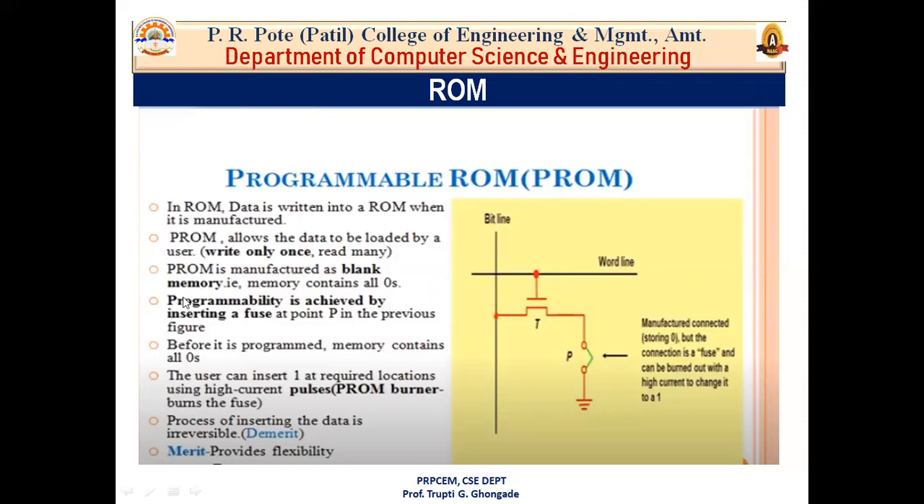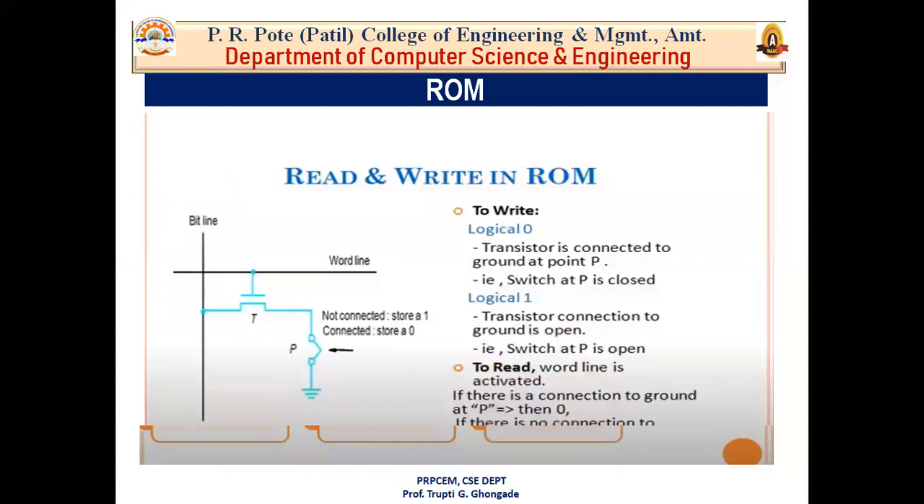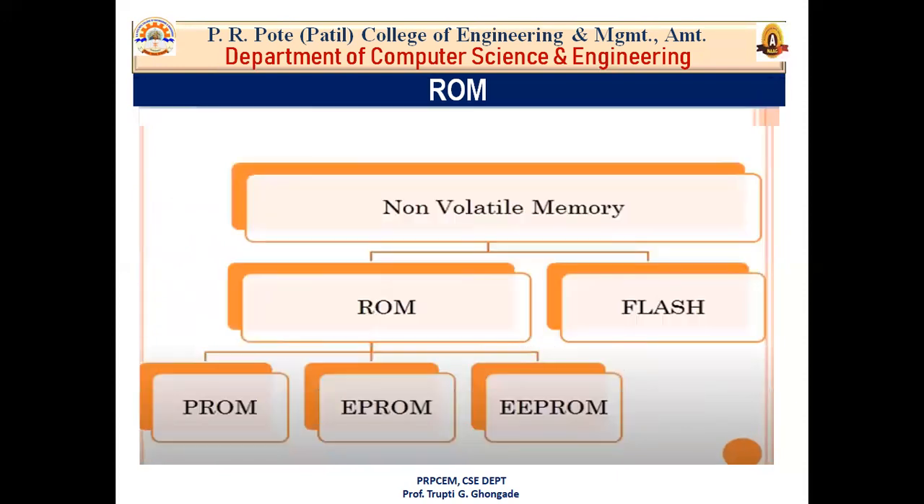It means that when PROM is manufactured, it is manufactured as a blank memory. That means all the cells contain a value 0. So the user can write the data as 1, whenever needed. Okay, so here, as I told you, you can write only two pieces of information, that is logical 0 and logical 1.